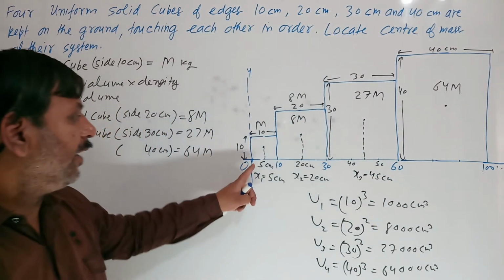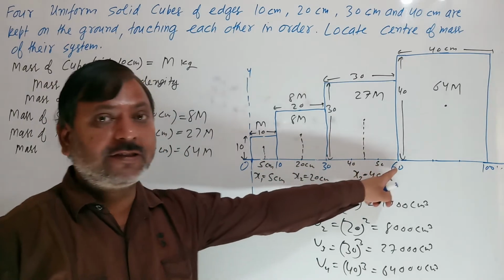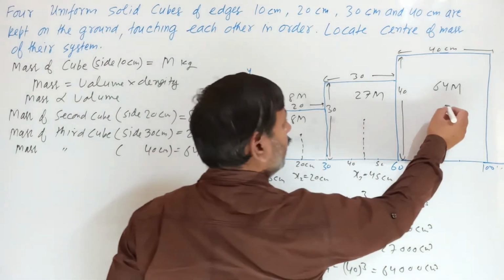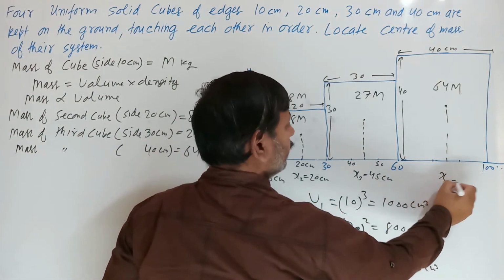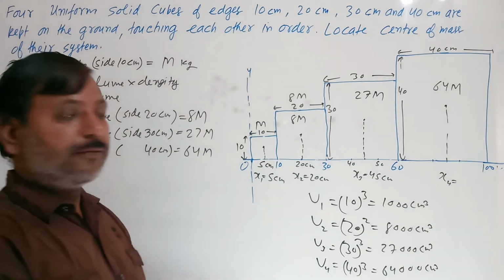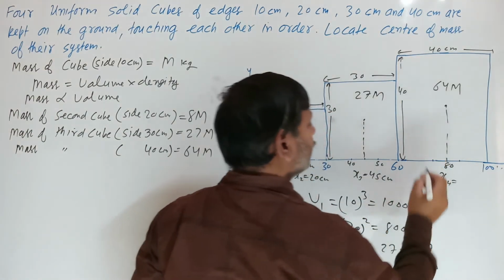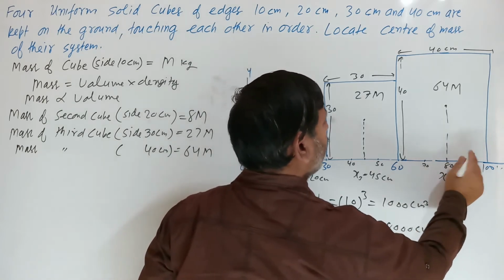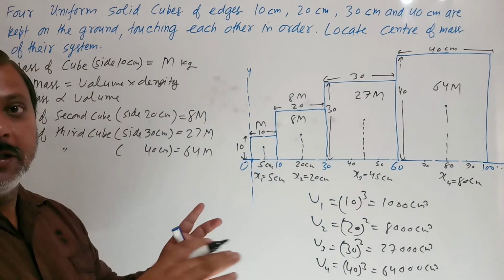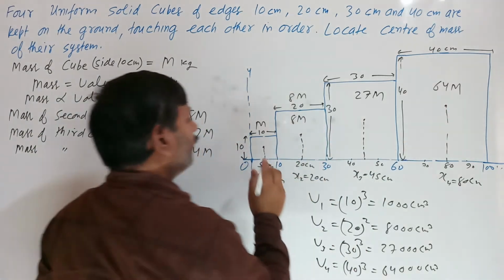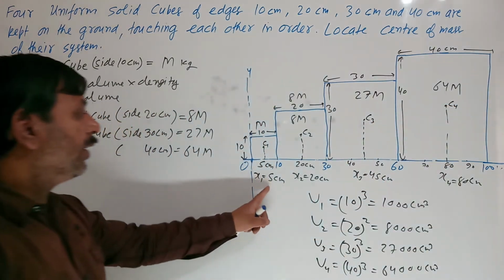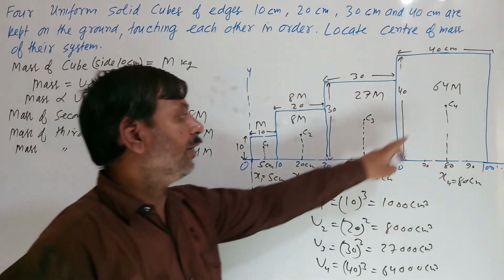You can see here 10, 20, 30, 40, 50, 60. What will be the x coordinate of this? You can see here, this is 60 and this is 40. Half of 40 is 20, which means this will be 80. So x4 is 80. I have shown the x coordinates of these: first C1, C2, C3 and C4. The x coordinates are 5, 20, 45 and 80.